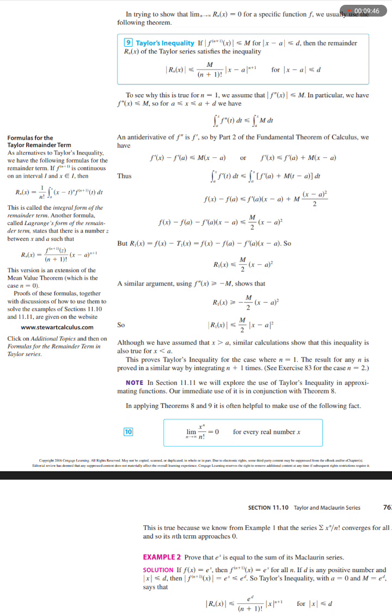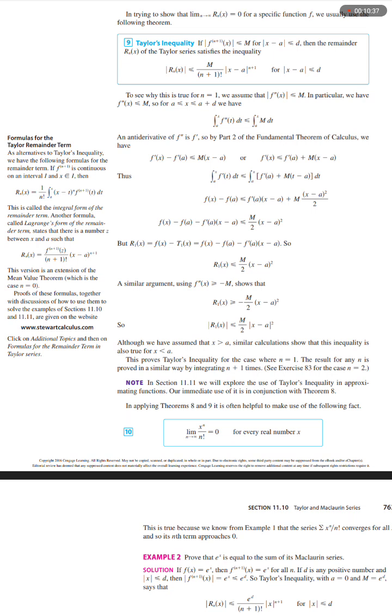To see why this is true for n equals 1, we assume that the absolute value of the second derivative of f of x is less than or equal to big M. In particular, we have f double prime of x less than or equal to big M. So for a less than or equal to x, which is less than or equal to a plus d, we have the integral from a to x of the second derivative of f of t dt is less than or equal to the integral from a to x of big M dt.